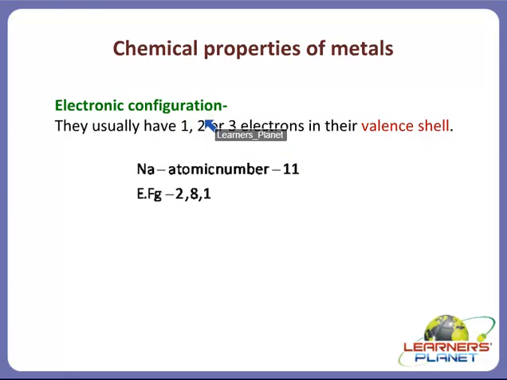Now we know that metals have so and so properties, that these are very hard, they are not brittle, they are conducting electric current and so on and so forth. But that property depends on the electronic configuration. They usually have 1, 2 or 3 electrons in their valence shell. One example is given here, that is sodium. Its atomic number is 11. Its electronic configuration is 2, 8, 1.